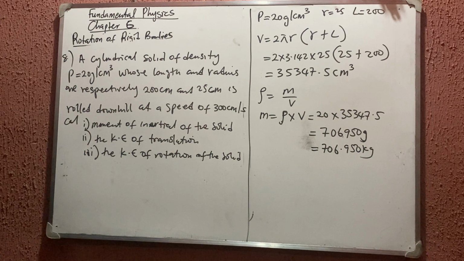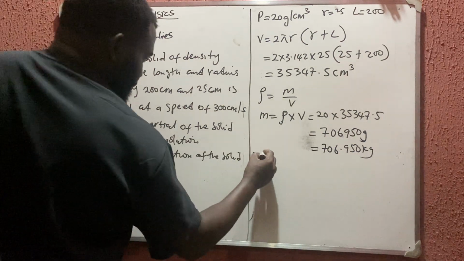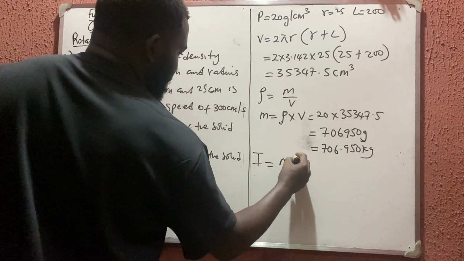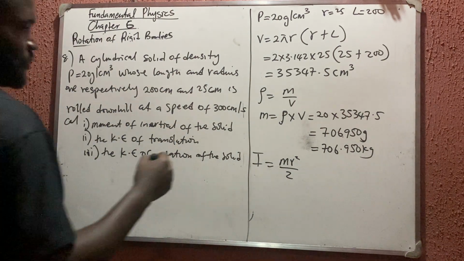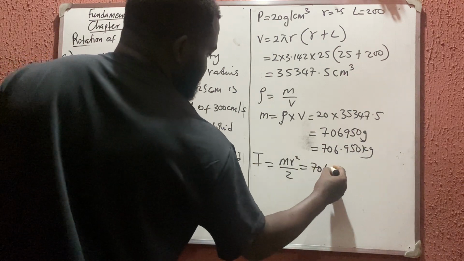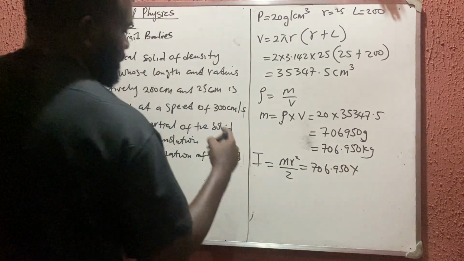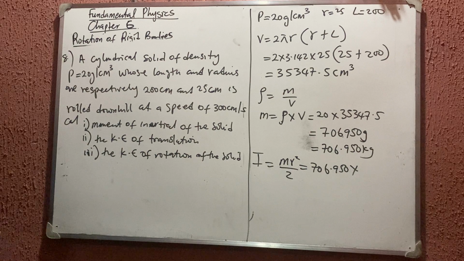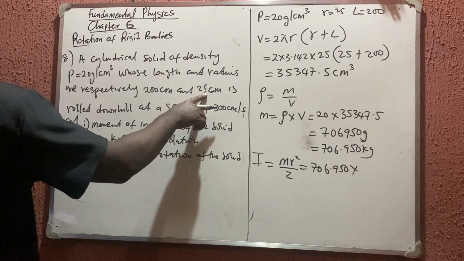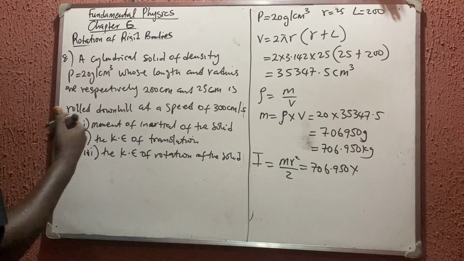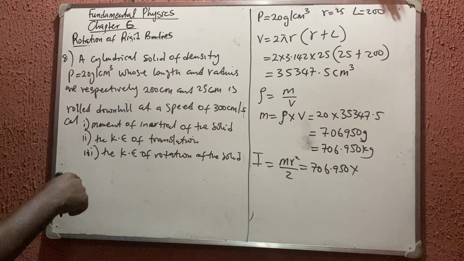So what did they give us as this? 20, okay? So if you have gotten your mass, you will now know that moment of inertia is given by what? Mr squared over 2, right? Mr squared over 2, which is what? My M is 706.950 times my R squared. Now, the problem is that for the R, I cannot use cm. You convert it to meter. So converting cm to meter is divided by 100.